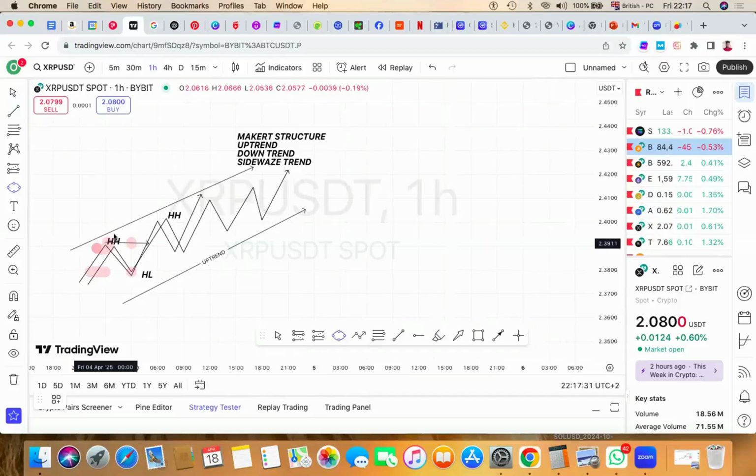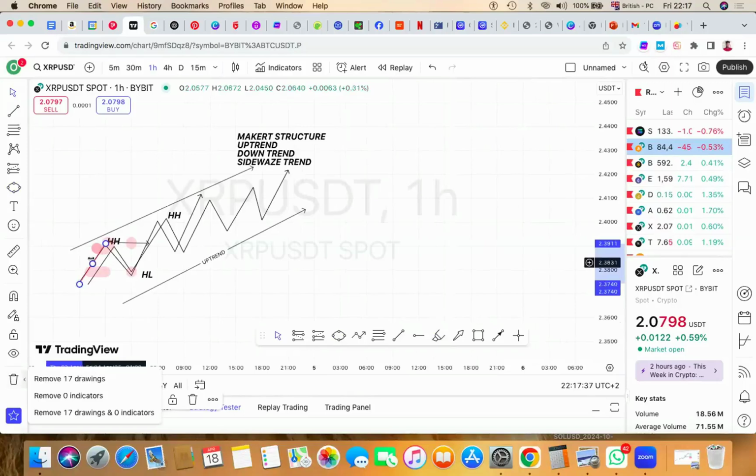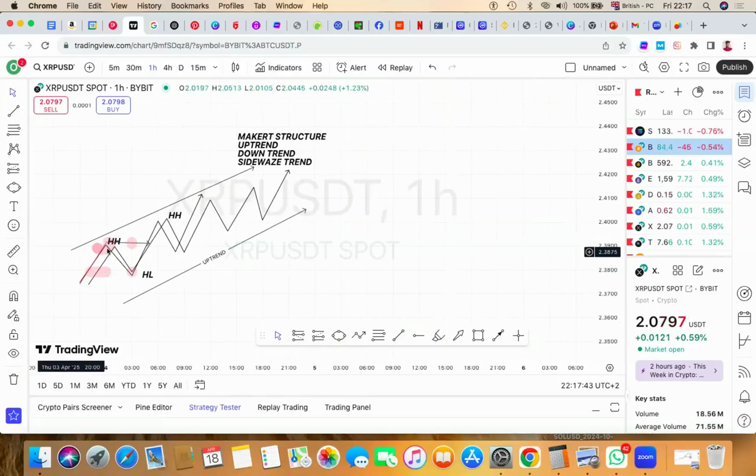So from here, let me actually delete this. So from this high here, we have this high, and then there's an impulse move downward here that created this higher low. And then from this higher low, there is this up move all the way here that created this new high.